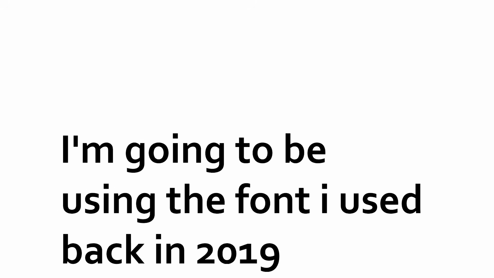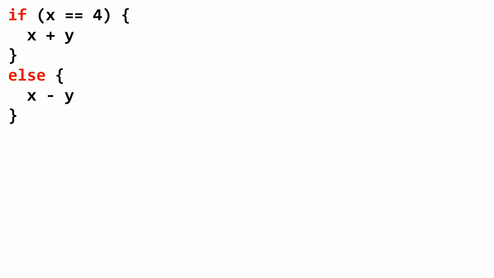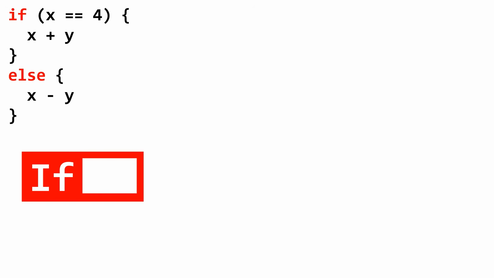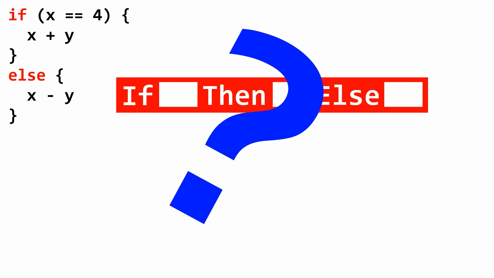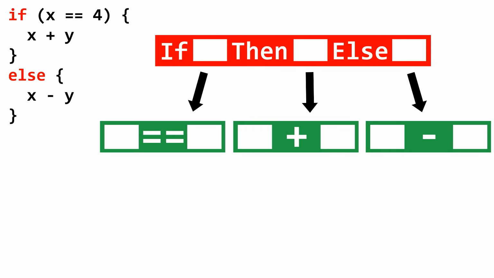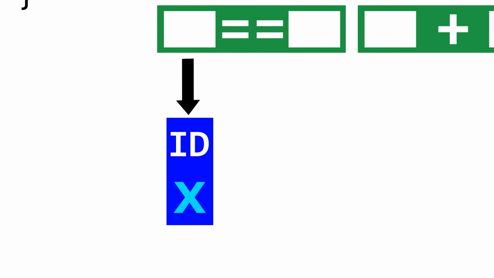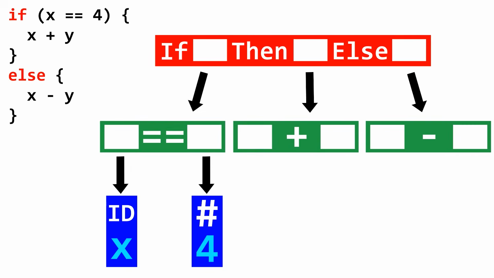So let's take a look at this expression. You can look at this if-else statement as, if something, then something, else something. And what are those somethings? More expressions! And those expressions have their own parameters too. The equals equals, for example, is something equals something, and it keeps going recursively.